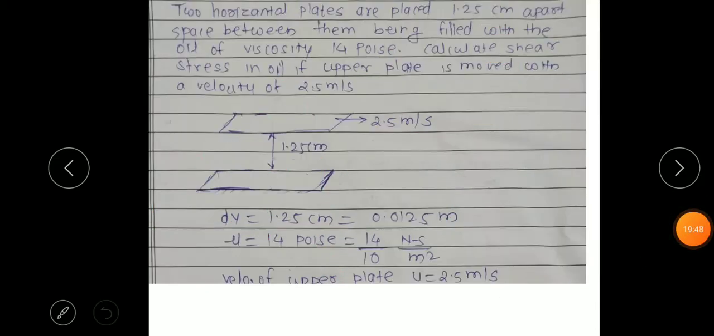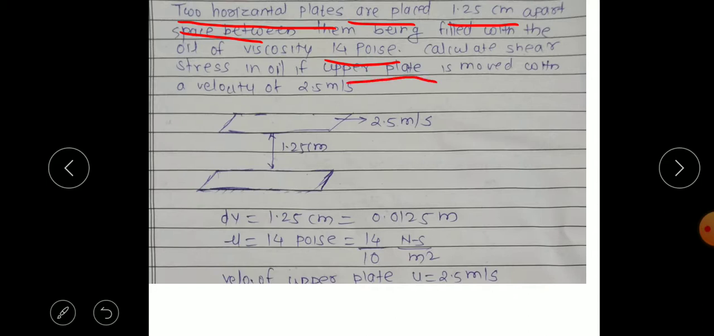Next numerical, we consider between the two parallel plates. Two horizontal plates are placed 1.25 centimeter apart. The space between them is filled with the oil, viscosity 14 poise. Calculate shear stress in the oil if the upper plate is moved with velocity of 2.5 meter per second.